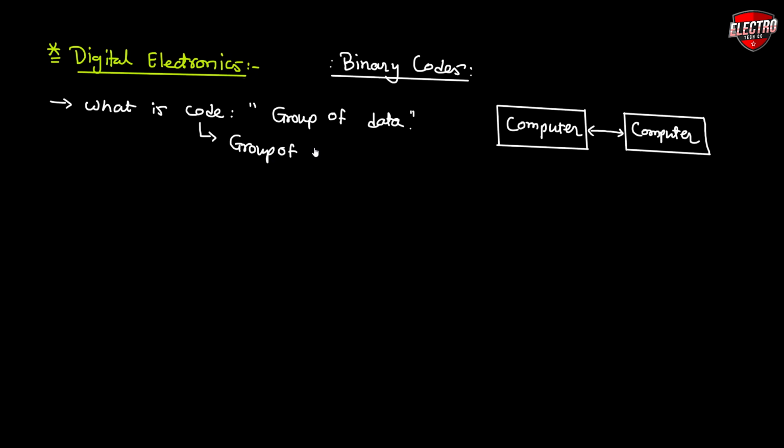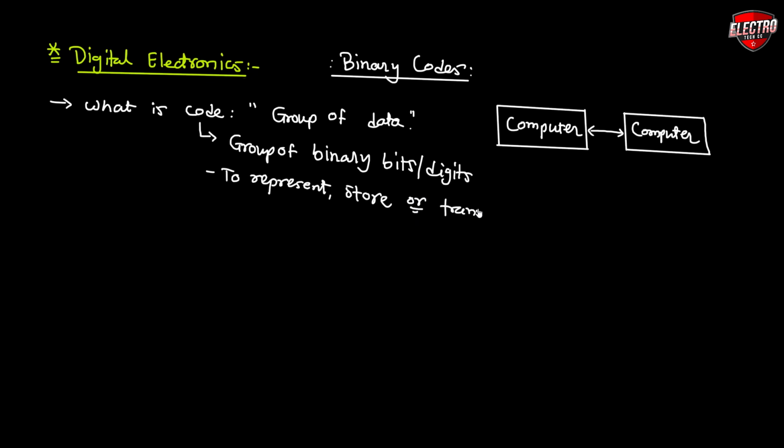A group of binary bits or digits which are used to represent, or to store, or to transmit the group of symbols or alphabets or words. This group of bits is also known as binary codes.